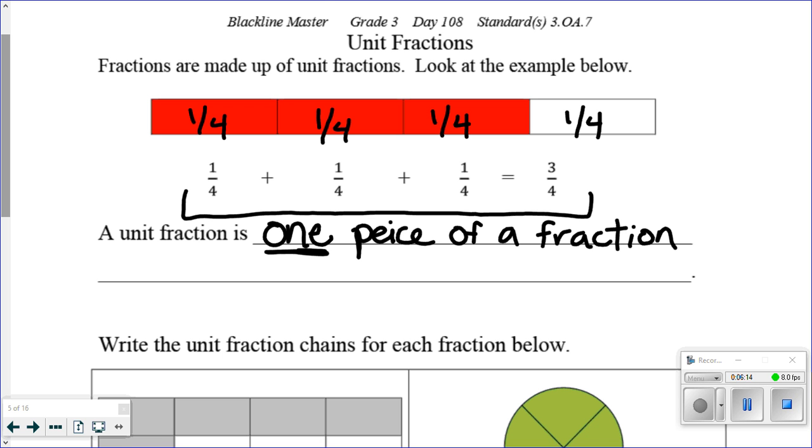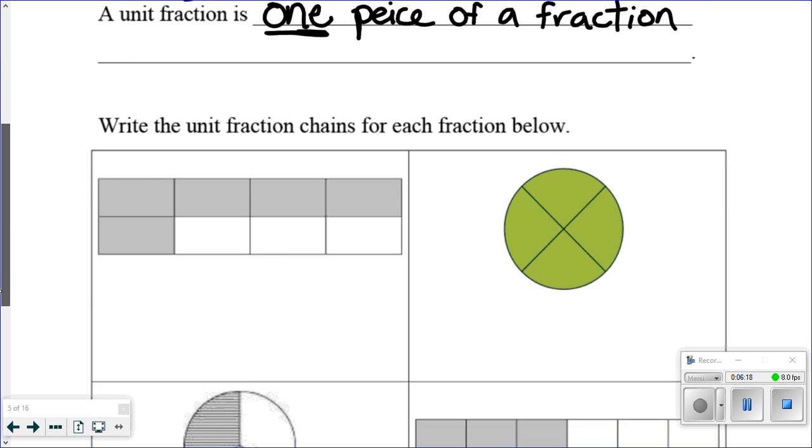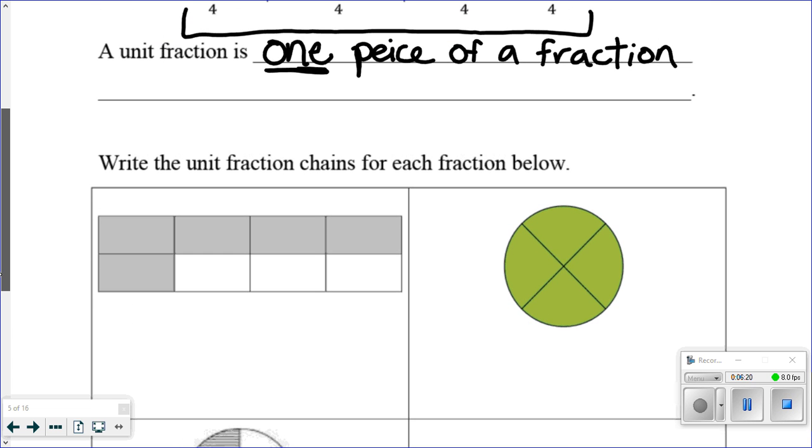Okay, you ready to try some more? Yes. I'll make sure to add a period. All right. Okay. Let's try this one. I have a rectangle bar. You can go ahead and draw it in your notebook. I have a rectangle bar. This rectangle bar is split into 8 pieces.